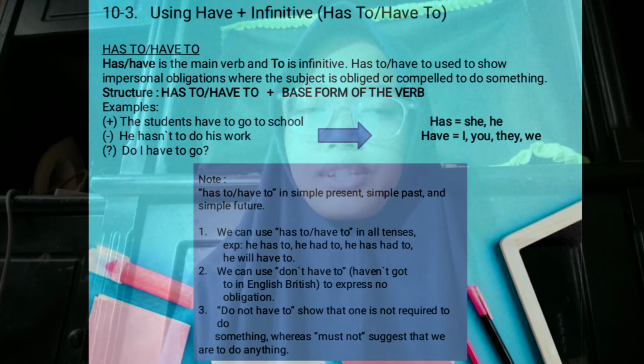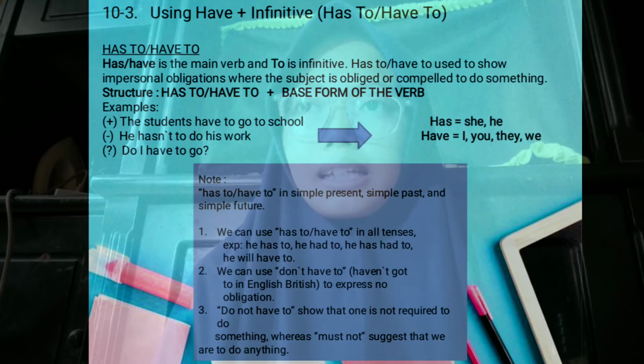Next slide. 10.3 Using have and infinitive, has to or have to. Has or have is the main verb, and to is infinitive. Has to or have to is used to show impersonal obligation, where the subject is obligated or compelled to do something. Structure: has to or have to plus base form of the verb.